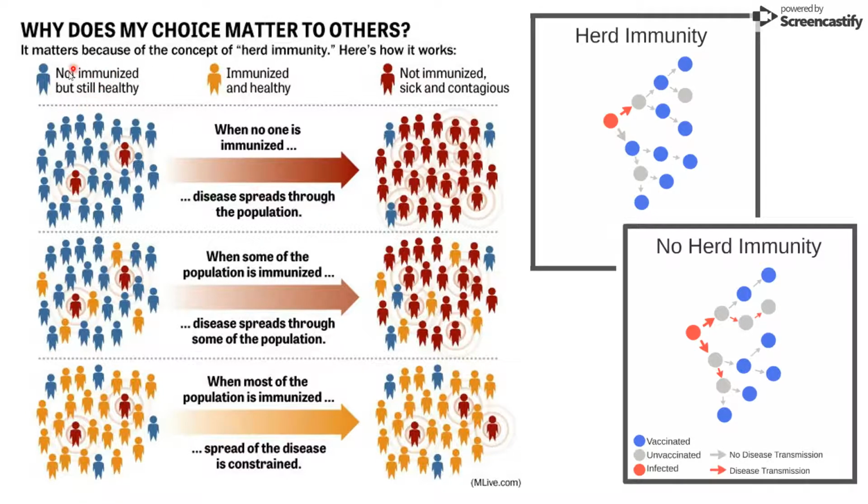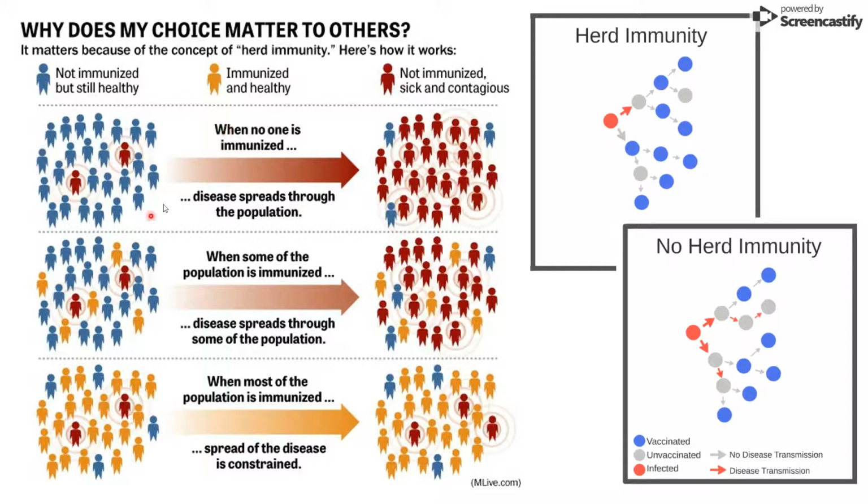Blue represents individuals who are not immunized, so not vaccinated, but are still healthy. Yellow individuals represent people who have received their vaccines and are healthy. And red individuals represent people who are not immunized, sick, and contagious. So these are people that could potentially pass on the disease.